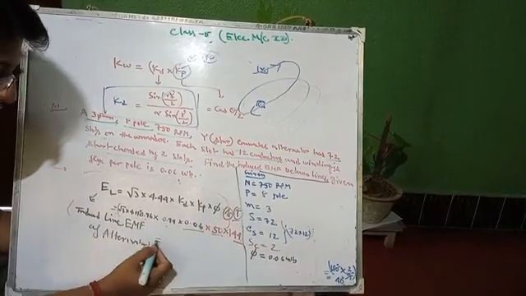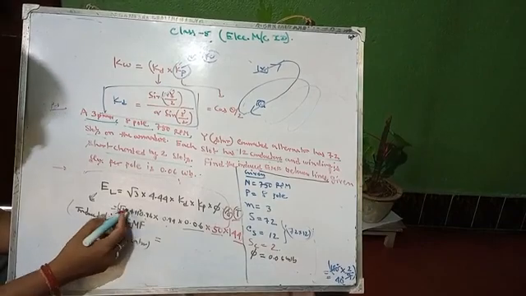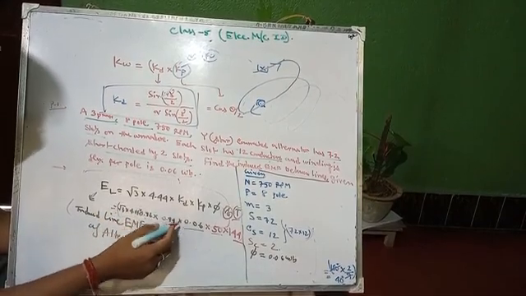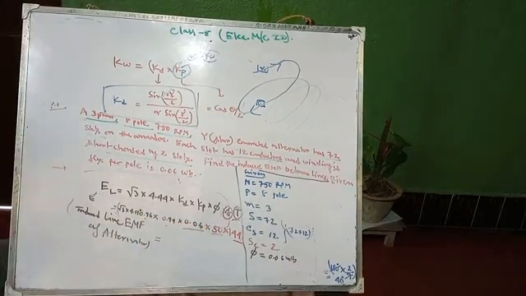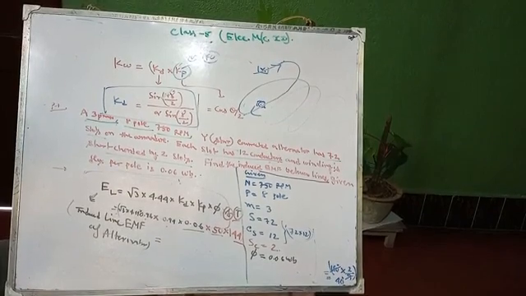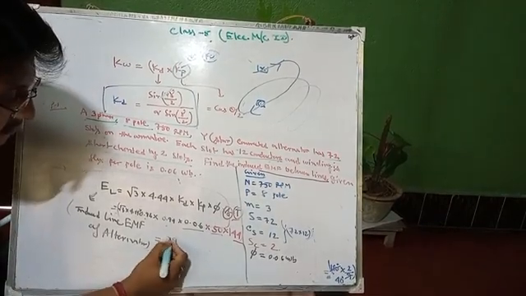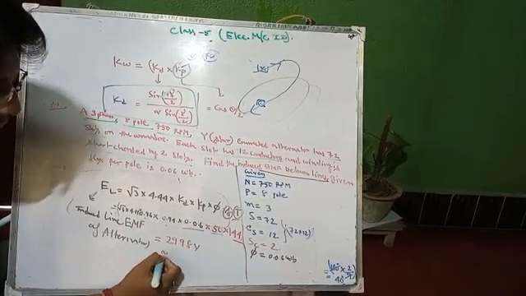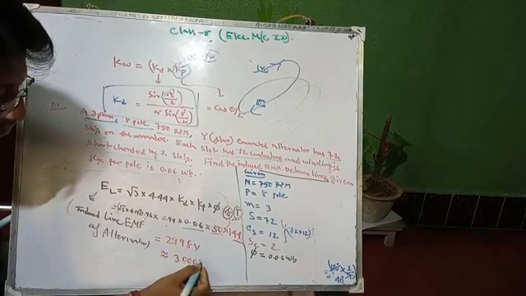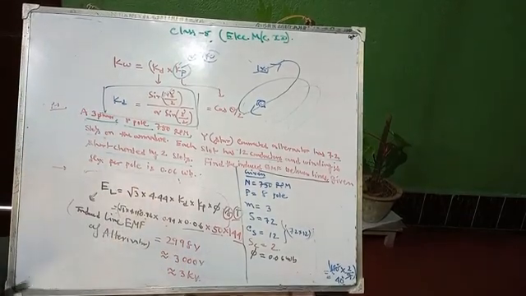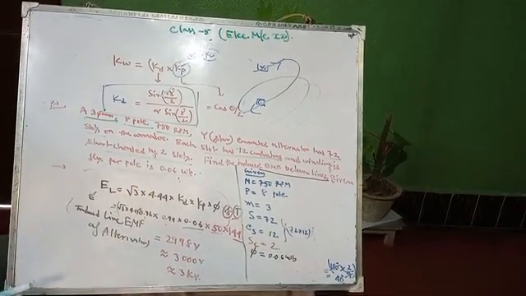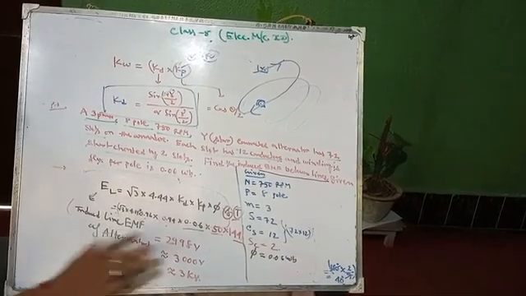After calculating, it should be root 3 into 4.44 into 0.96 into 0.94 into 0.06 into 50 into 144. So your answer will be 2998 volt, or approximately you can write 3000 volt, that is 3 kV. So this alternator generates 3 kV line voltage.